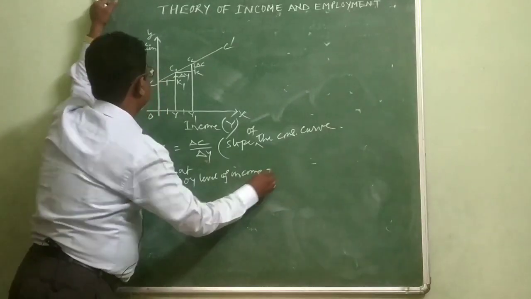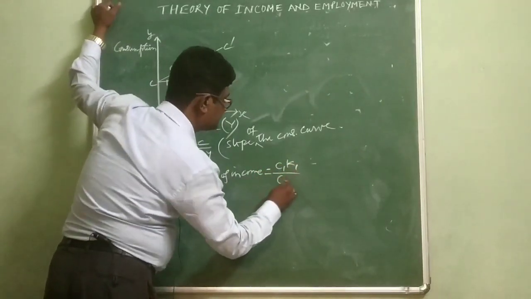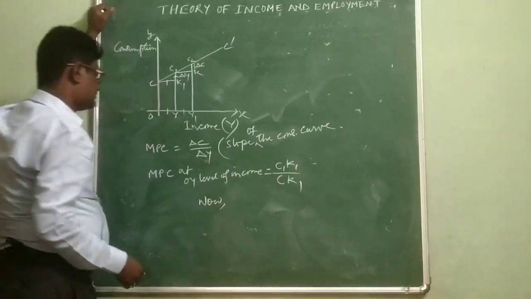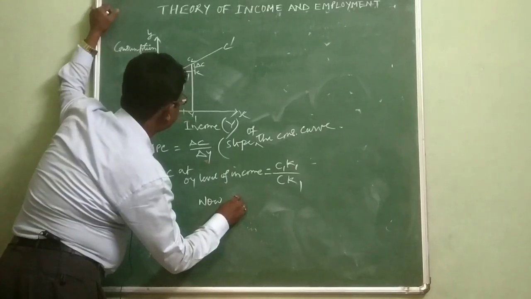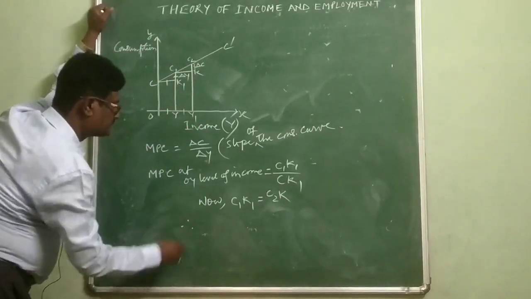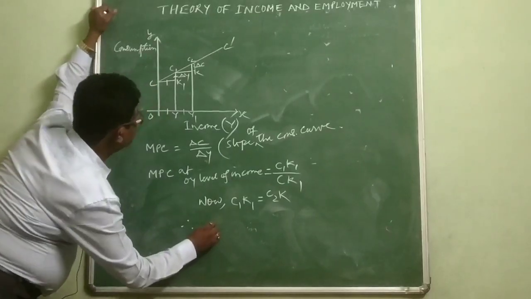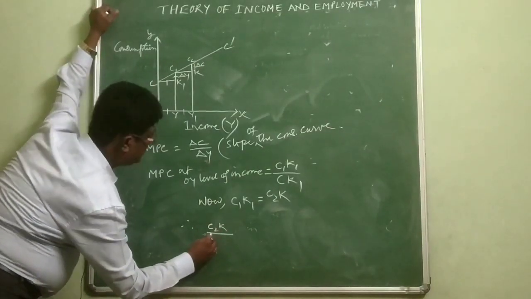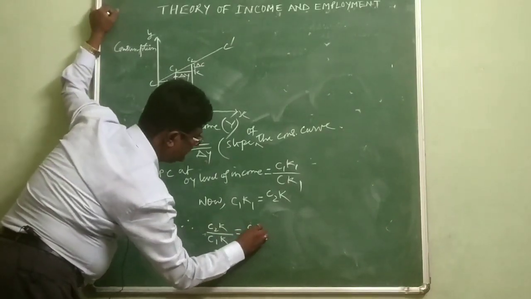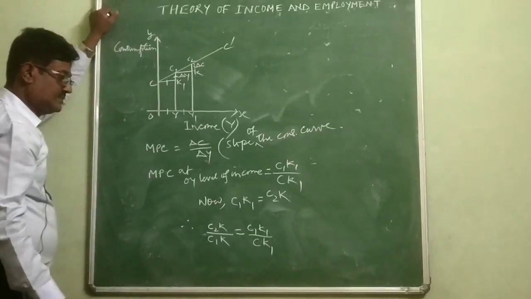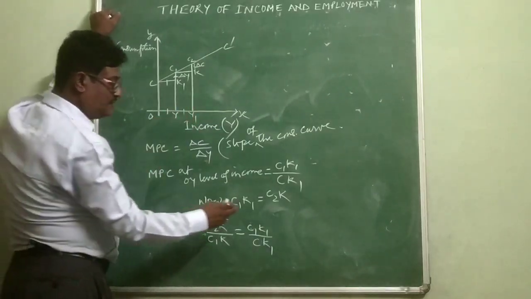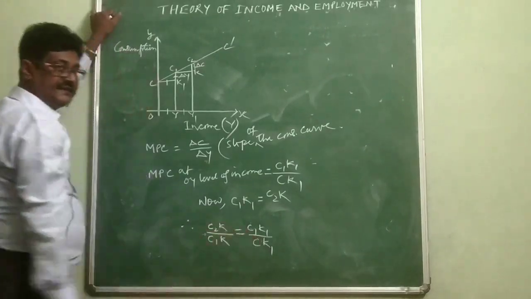is equal to C1K1 by CK1. This is your MPC. Now C1K1 is equal to C2K. Therefore C2K by C1K will be equal to C1K1 by CK1. So what we find is that MPC at OY1 level of income is equal to MPC at OY level of income.